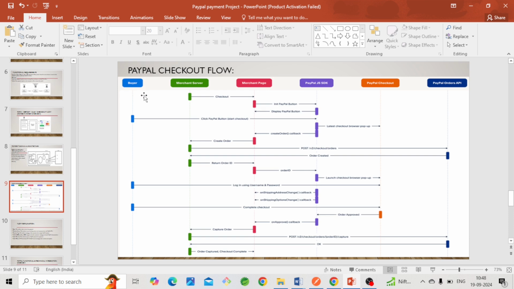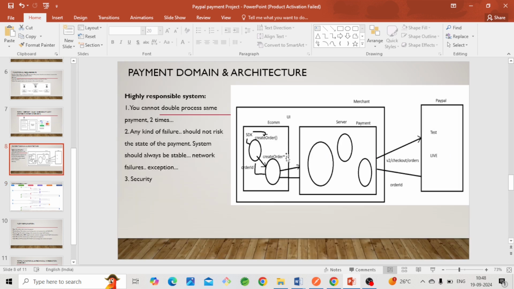Here, buyer means the end user who wants to make a payment, or initiate a payment. So this is the buyer. Now the next is the merchant server. What is meant by the merchant server? The server itself indicates the backend. Merchant server means the backend server of the e-commerce and the backend of the payments together.